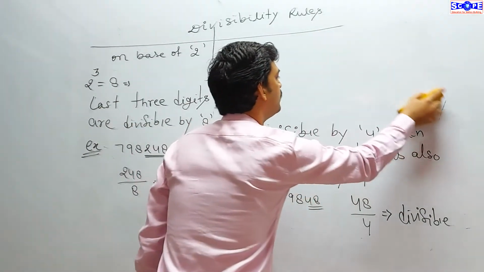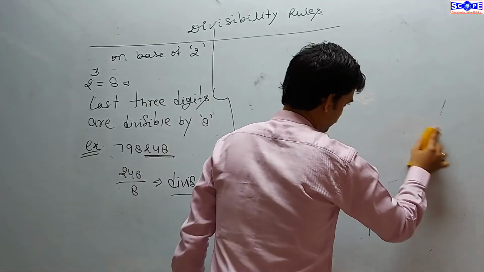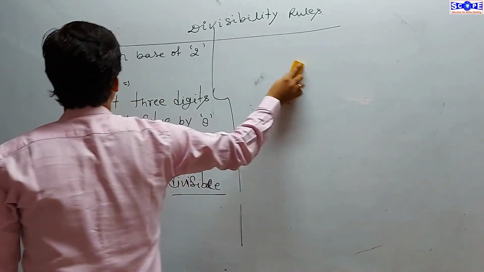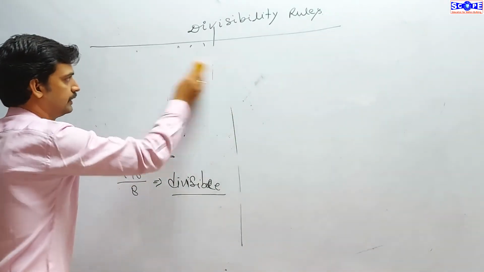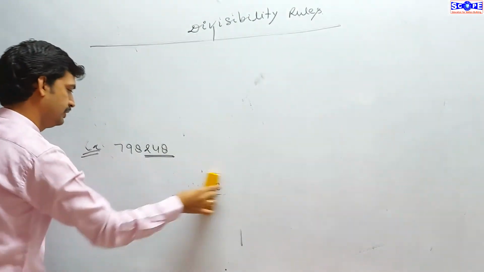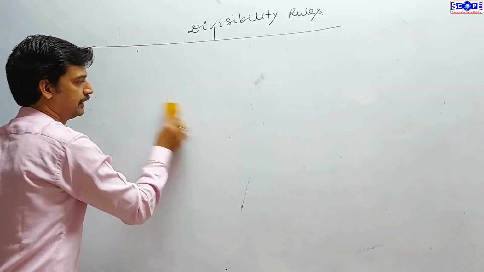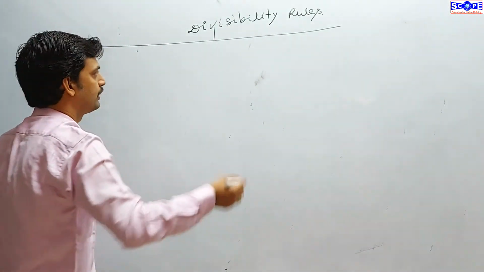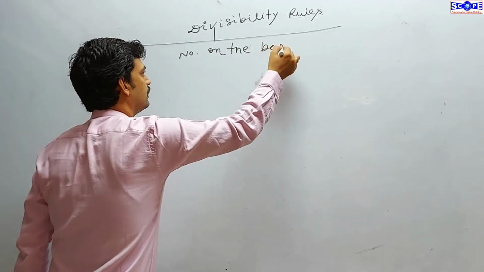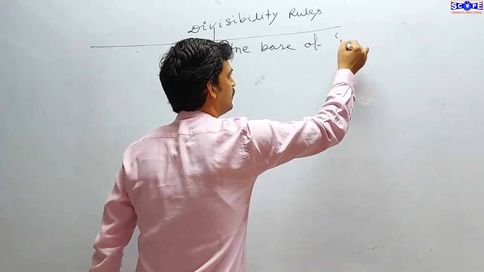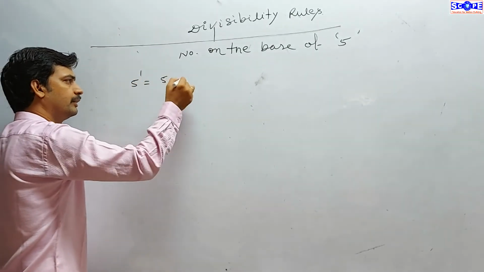Now the rule of numbers which are made with the base of 5. I'm not giving you the rule of 3. I'll give that after this one, because 2 and 5 have the same property in terms of divisibility rules. So I'll take numbers on the base of 5, same as 2. Like 5 raised to 1 means 5.